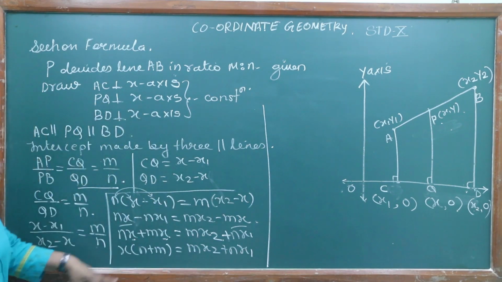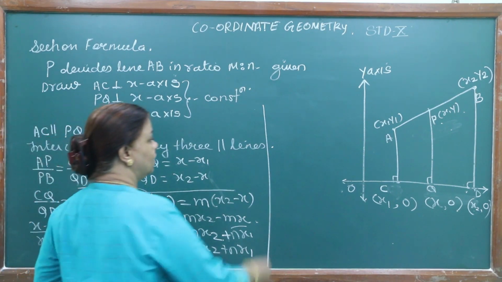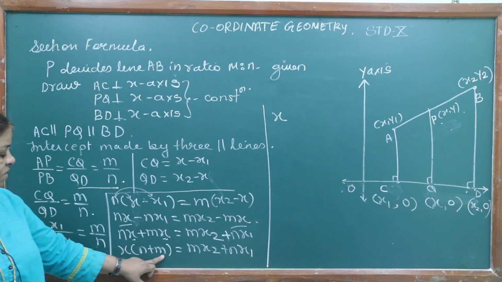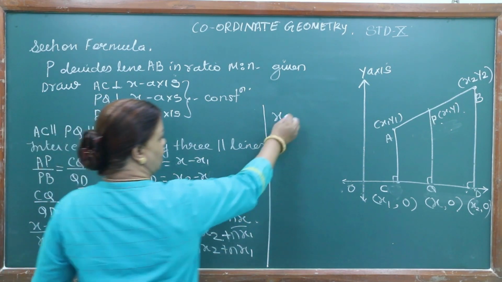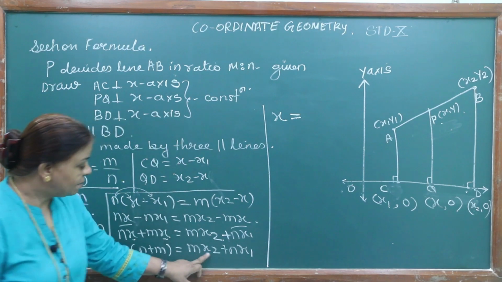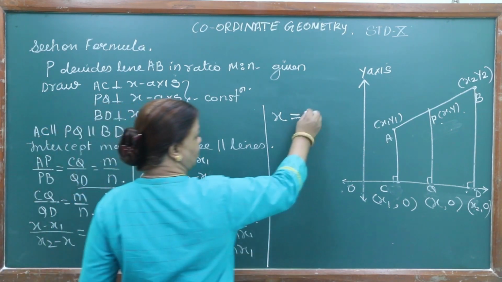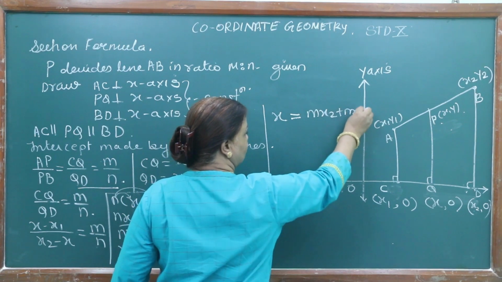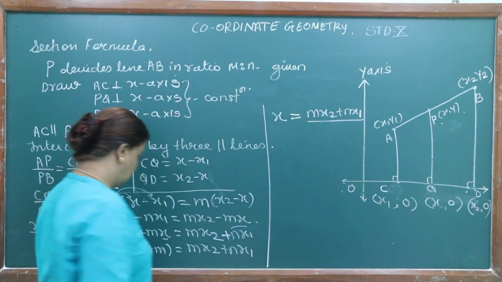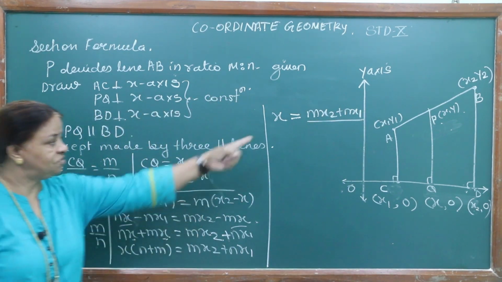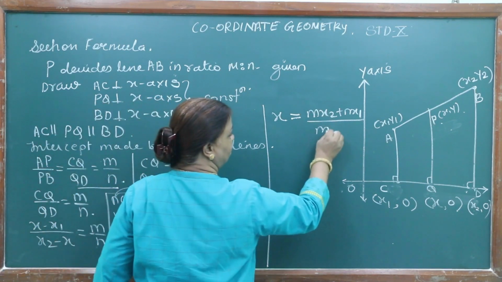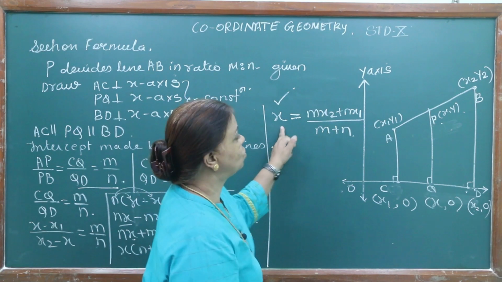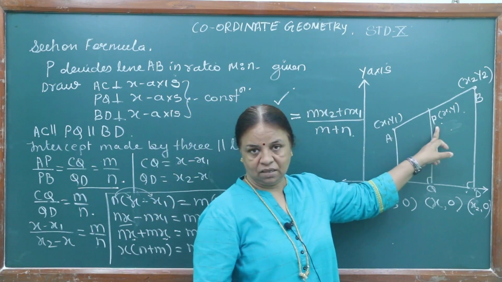Okay. Now x will be this side only. Fine. And n plus m I will shift below, equal to what? mx2 plus nx1 upon n plus m, shifting down to m plus n. This is the value of x coordinate of point P.